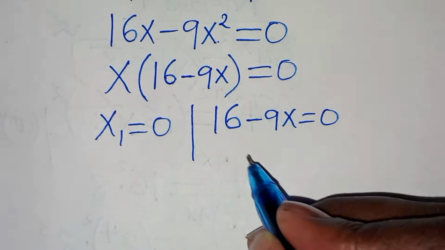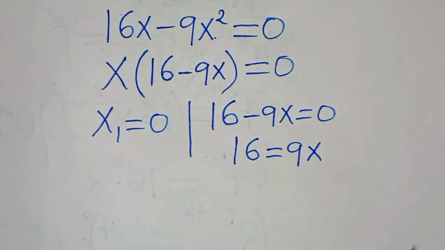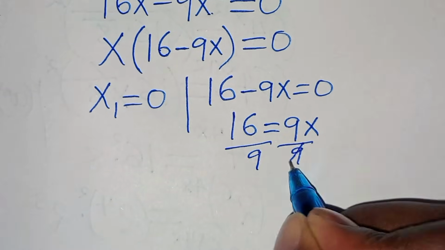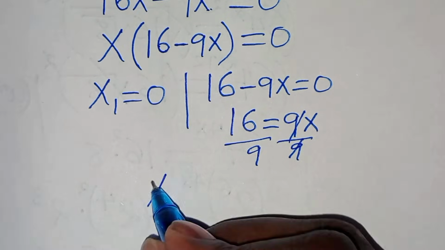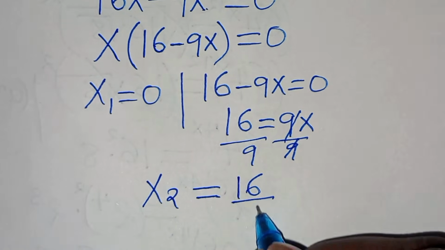So this implies that 16 is equal to 9x. So let's divide both sides by 9. And this implies that x2 is equal to 16 over 9.